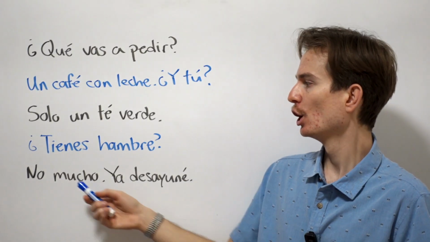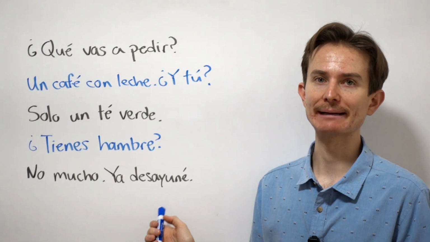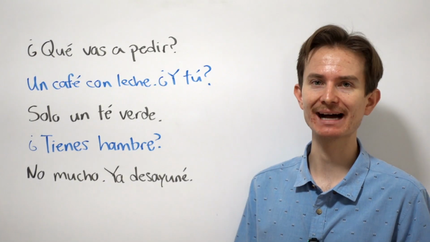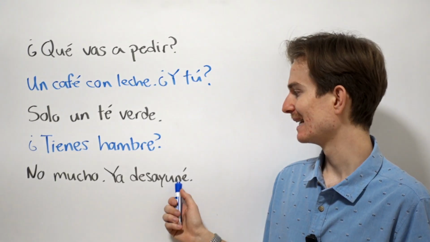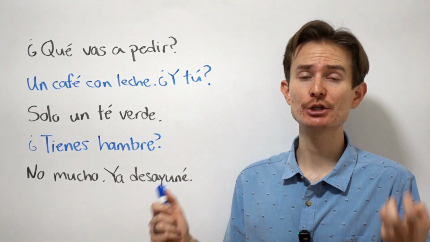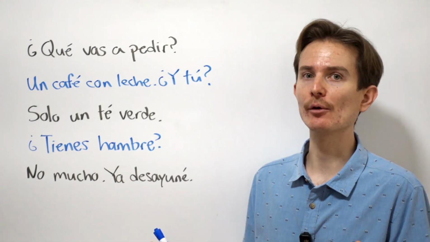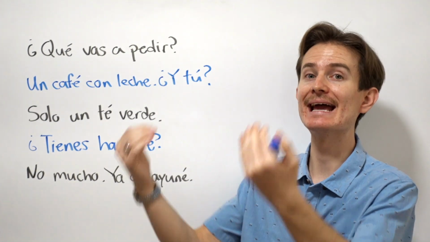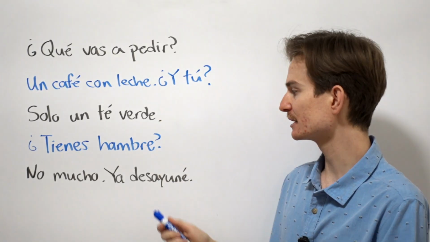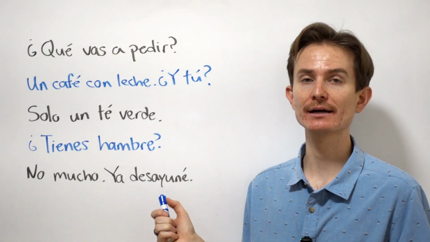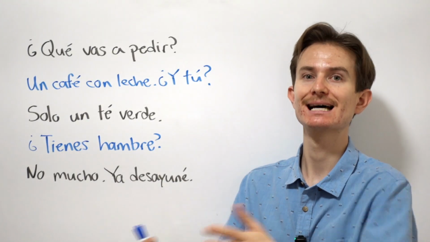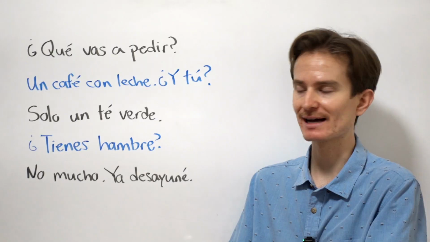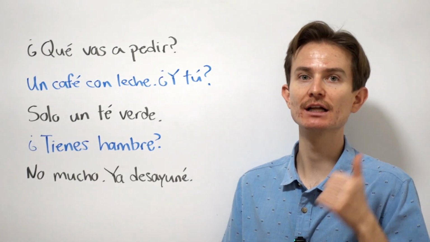Okay? No mucho. Ya desayuné. Not really. I already ate breakfast. Remember, that tiny word ya is very powerful. Already, okay? Desayuné. El desayuno means breakfast, and that's a noun. However, here we have a verb, desayunar. Desayuné. I ate breakfast. And just like in English, the verb desayunar means to break the fast. Ayunar is to fast, and desayunar is to break that fast, right? To unfast. Let's move on to the next conversation.